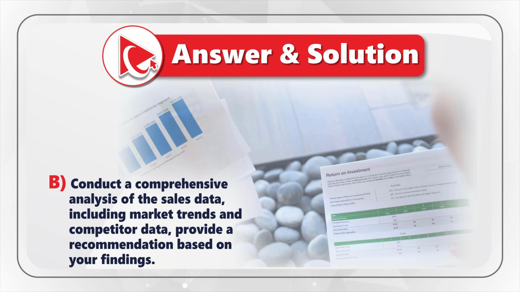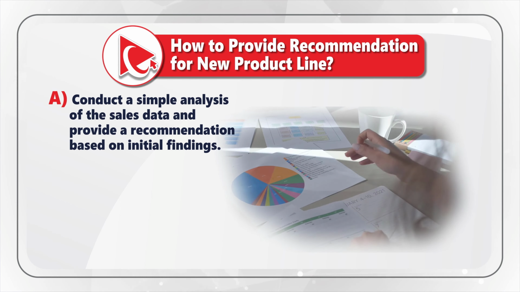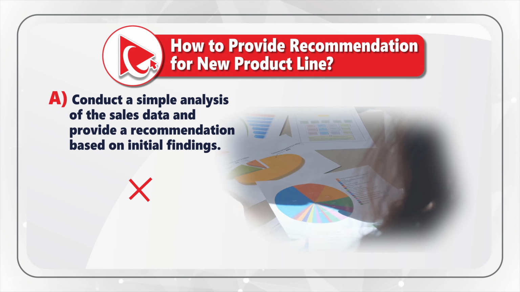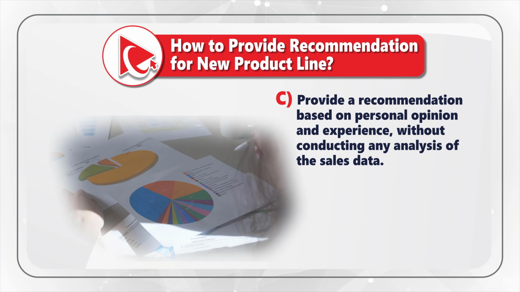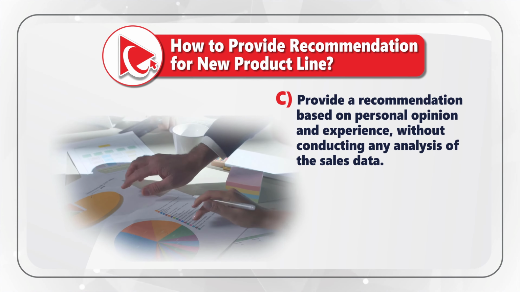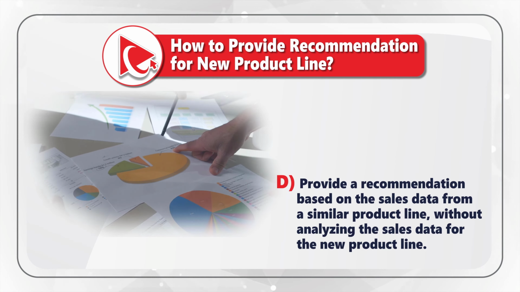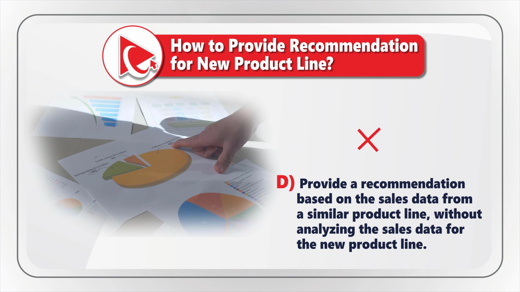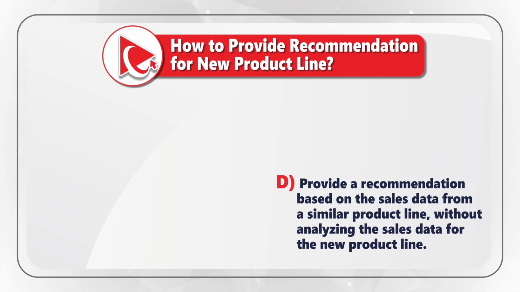Let's also look at the incorrect choices to determine why they are incorrect. Option A is too simplistic and can result in an incomplete assessment of the sales data. Option C is unreliable and can be seen as unprofessional since it's based on personal opinion and experience without any supporting data. And last but not least, choice D is not recommended since it involves using sales data from a similar product line, which may not be relevant to the new product line.